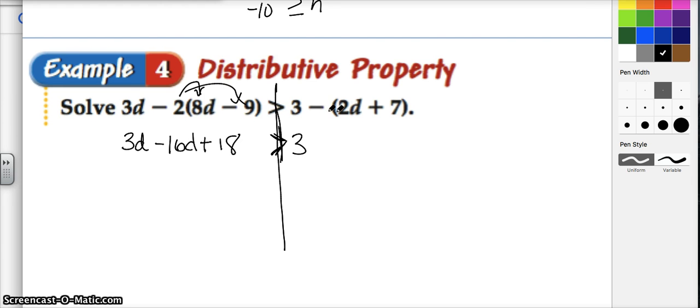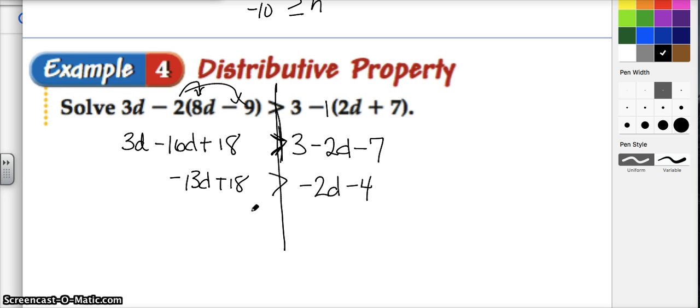I'm actually going to do something that's a little slick here. I'm going to distribute a -1. When I distribute -1, I get -1 times 2D, which is a -2D, and -1 times 7 is a -7. And so now I've got everything out of the parentheses and I'm going to join like terms together. These two guys are going to come together to give me a -13D plus 18. And this 3 and this -7 will come together to give me a -4.